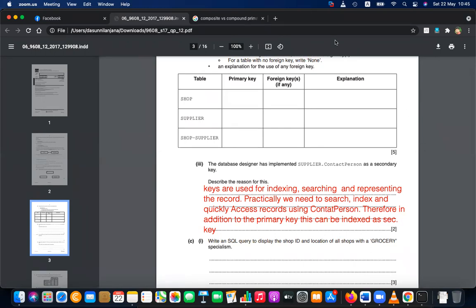Okay, the next one. Write an SQL query to display the shop ID and the location of all shops where grocery is the specialism. So the question itself carries the answer, right? This is an easy one.